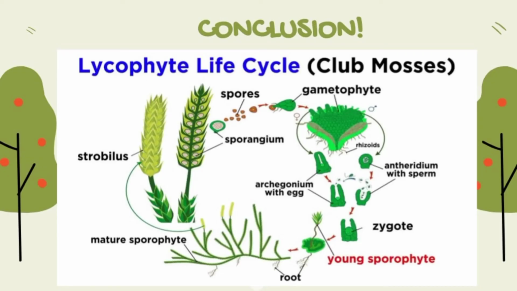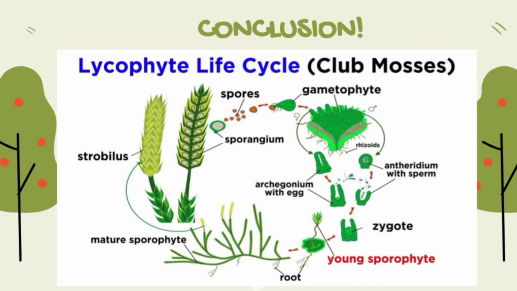Now, let's conclude our learning today. The Lycopodium plant body is a sporophyte, which is diploid. The strobilus or cone is the spore-bearing structure. In the strobilus, diploid spore mother cells undergo meiosis forming haploid spores. Spores germinate forming the gametophyte or prothallus, which is monoecious. Both antheridia and archegonia are present.